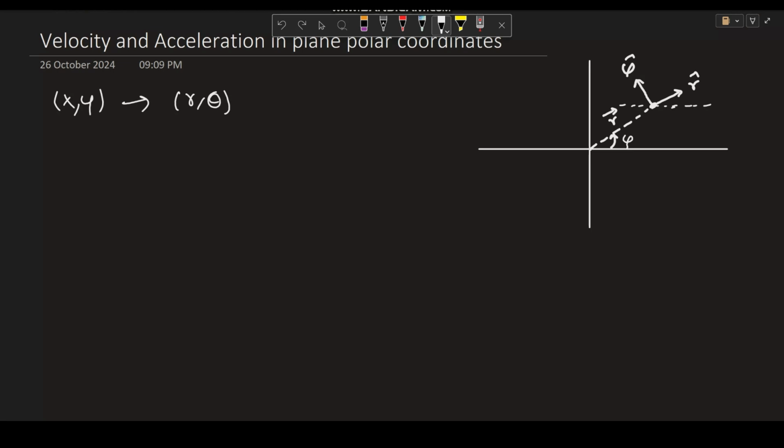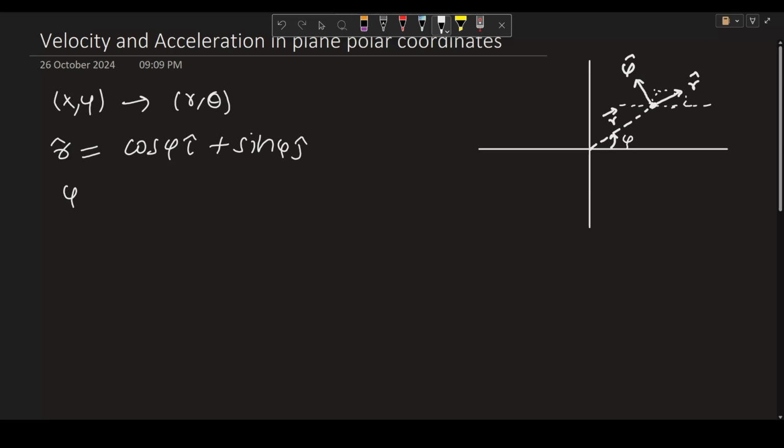So let's think about this. What is r? How do we show r? One way to represent the r vector is by using i cap and j cap: cos phi i cap plus sin phi j cap. Sorry, this should be r cap actually, because this is the direction. We are not talking about the magnitude. Otherwise I can just multiply by r and show the magnitude, but we are dealing with the directions first. You'll see why we are doing this.